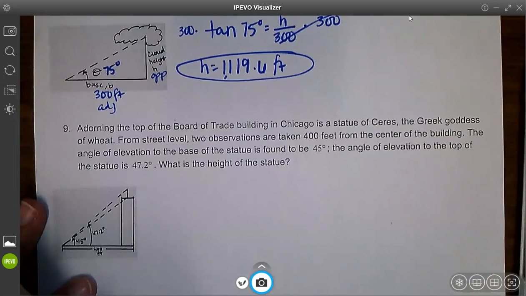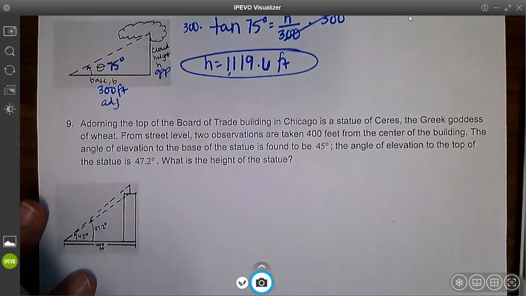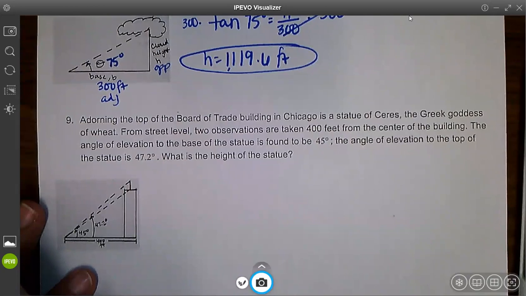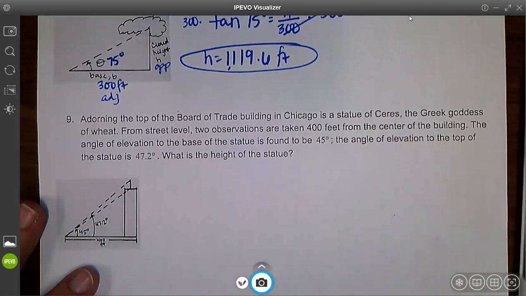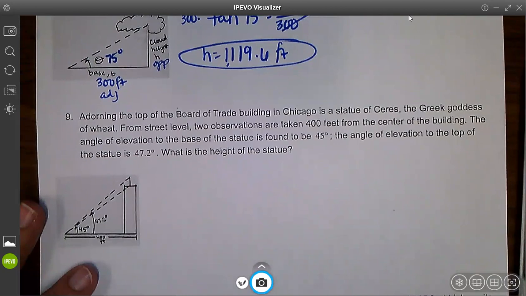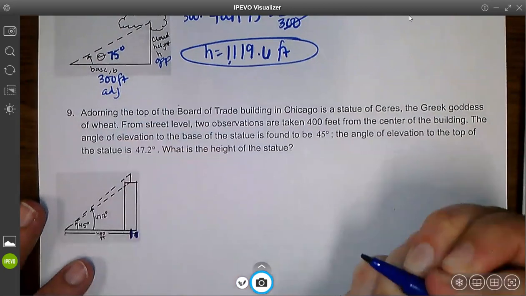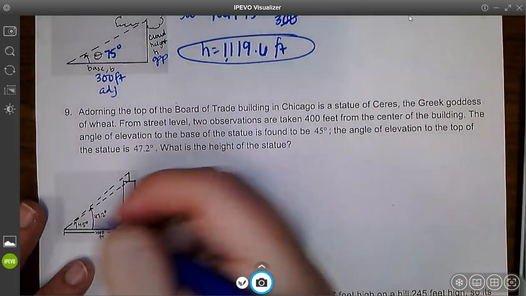Adorning the top of the Board of Trade building in Chicago is a statue of Ceres, the Greek goddess of wheat. From street level, 2 observations are taken 400 feet from the center of the building. The angle of elevation to the base of the statue is found to be 45 degrees, and the angle of elevation to the top of the statue is 47.2 degrees. What is the height of the statue?